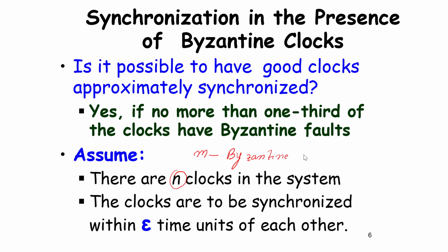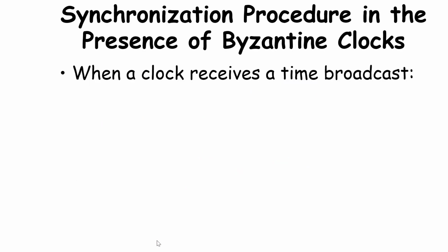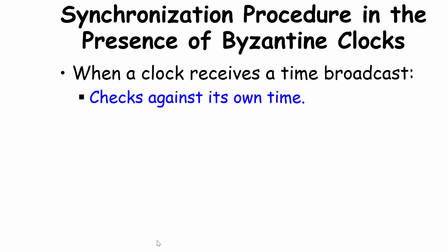Again, faults and failures are not the same thing. A fault means some sort of a defect in a system, and a failure means that the defect has manifested in an erroneous output. Assume that the clocks are to be synchronized within epsilon time units of each other. That is our design goal. When a clock receives a time broadcast, it checks against its own time.